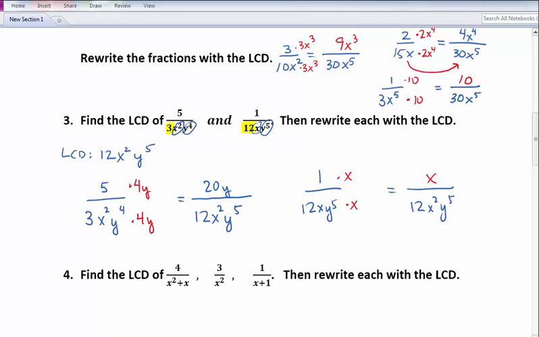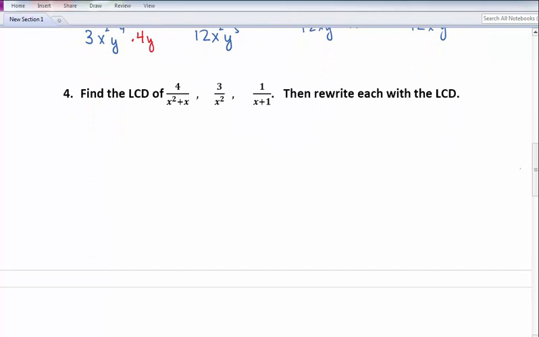Now let's look at some that you're going to have to factor first. I've got 4 over x squared plus x, 3 over x squared, and 1 over x plus 1. So in order to build an LCD for something like this, you have to make sure that all of your denominators are factored. So this one is really 4 over x times x plus 1. This one is already factored. And this one, I can't factor the x plus 1.